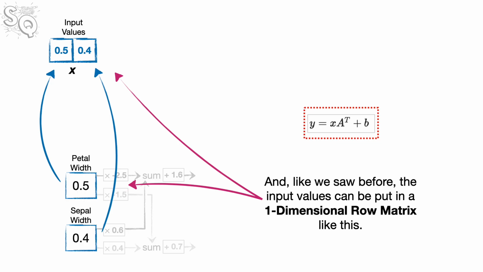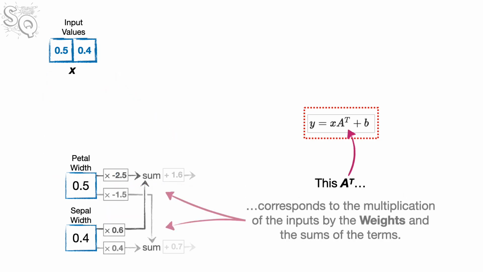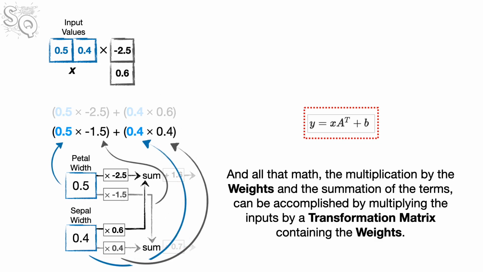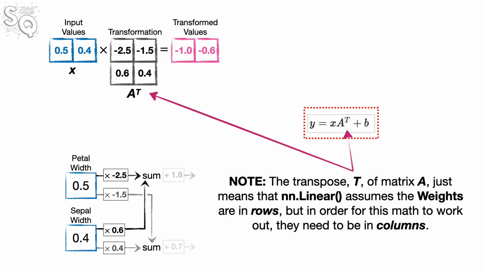This x corresponds to the input values. And, like we saw before, the input values can be put in a one-dimensional row matrix like this. This transpose of A corresponds to the multiplication of the inputs by the weights and the sums of the terms. And all that math can be accomplished by multiplying the inputs by a transformation matrix containing the weights. Note, the transpose T of matrix A just means that nn.Linear assumes the weights are in rows, but in order for this math to work out, they need to be in columns.